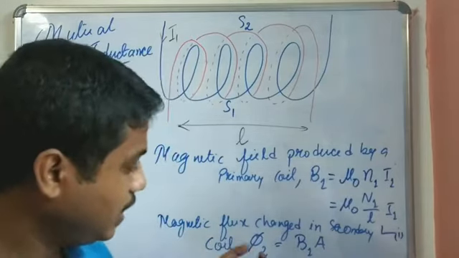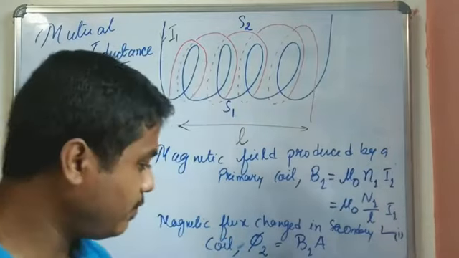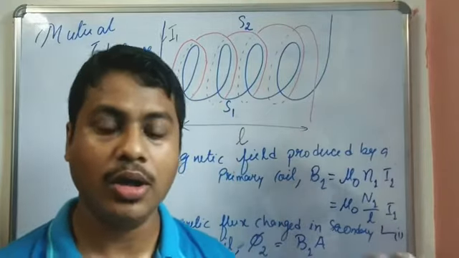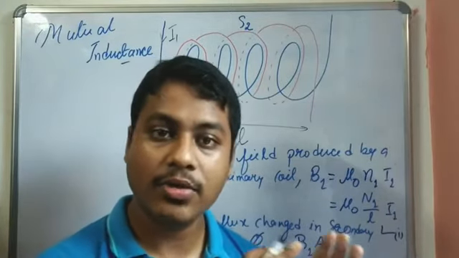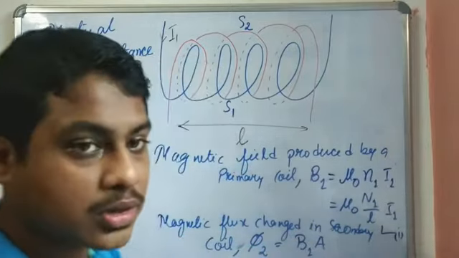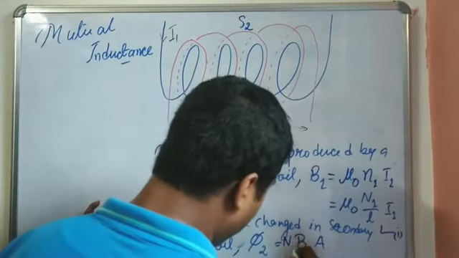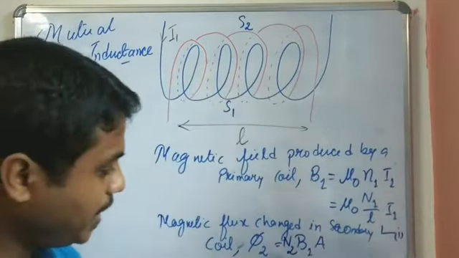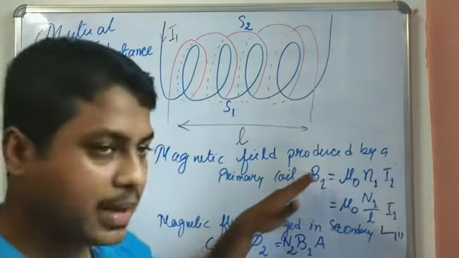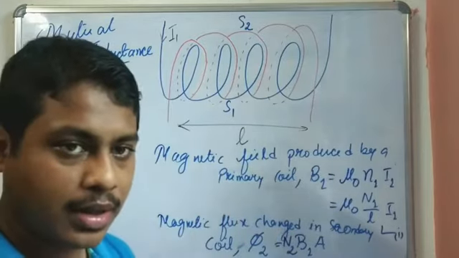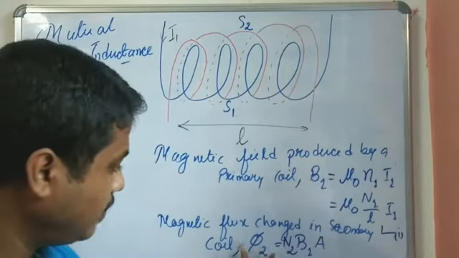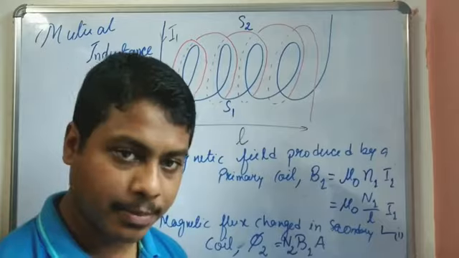And if one coil produces a magnetic flux like this throughout the whole S2 coil, what will be the total magnetic flux? You have to multiply this with the total number of turns of the coil. I'll consider this as N2. So N2 B1 into A. Clear? First of all, we calculated the magnetic field B1 of the primary coil. That amount will be changing in the secondary coil as magnetic flux. There also I have written phi 2 is equal to N2 B1 into A.